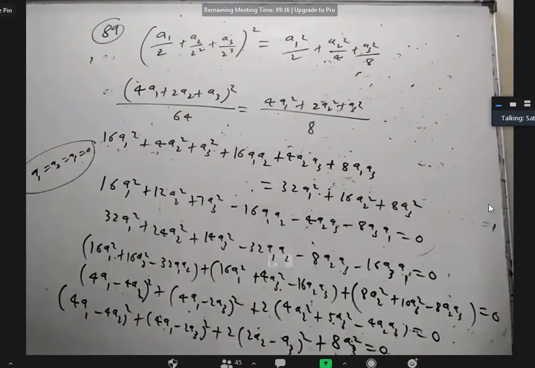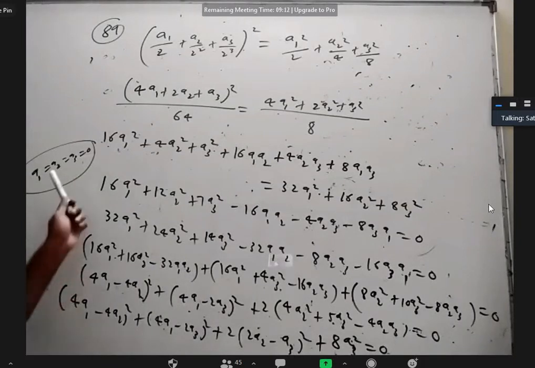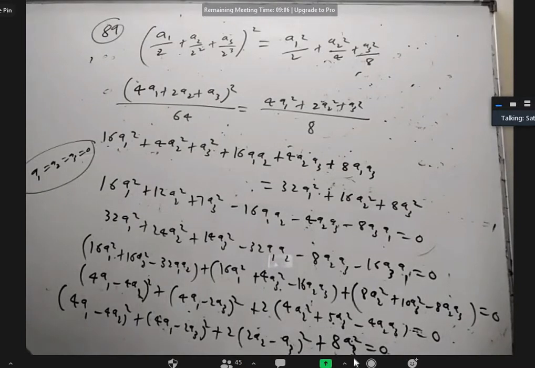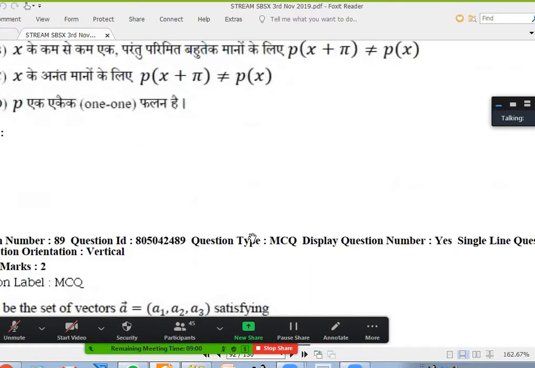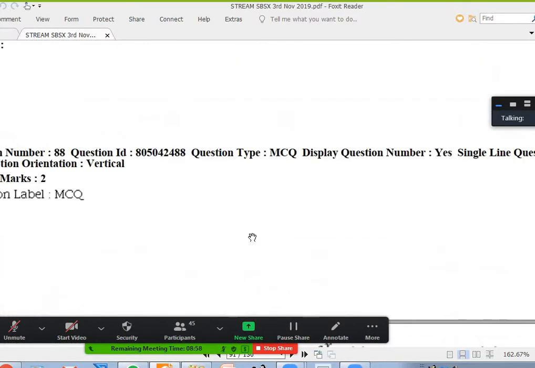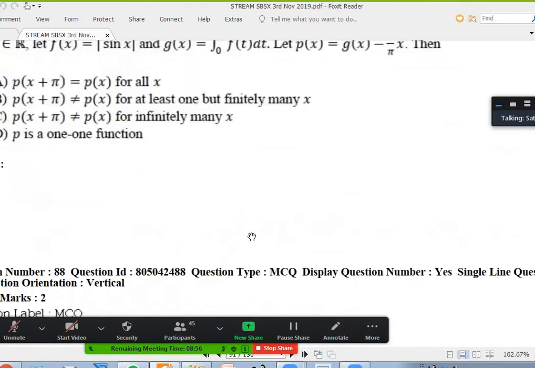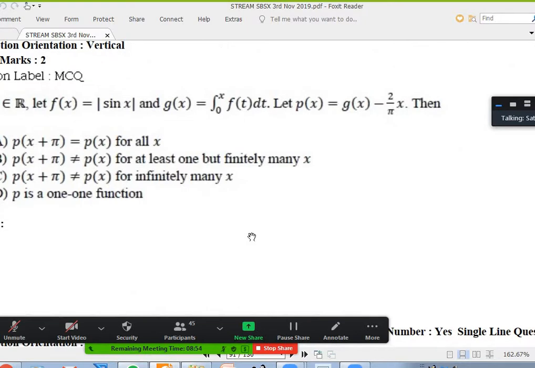But as far as I can tell, this is a sum of perfect squares, where we can conclude it is 0. So there's only one vector for this: A1 should be 0, A2 should be 0, A3 should be 0. Okay, 88 should be a fairly simple question.